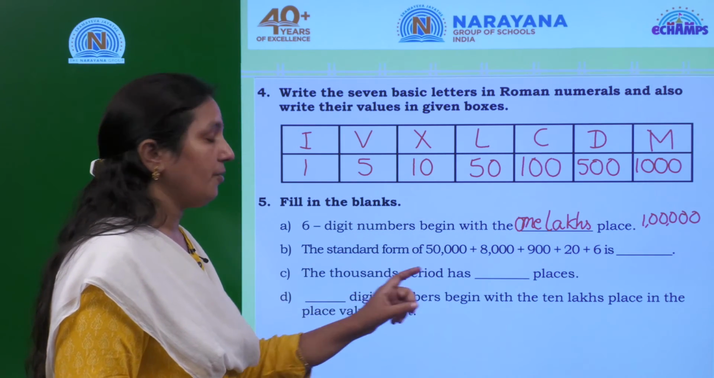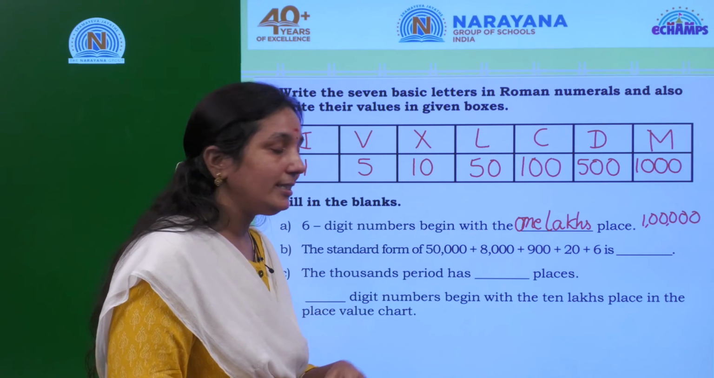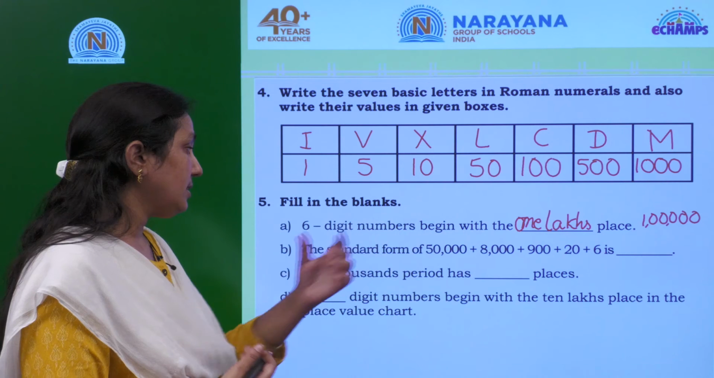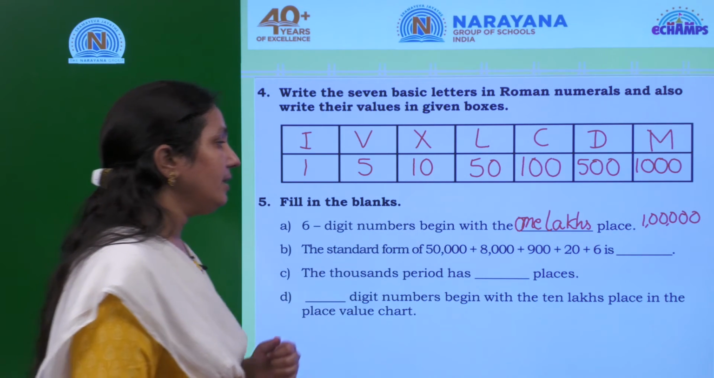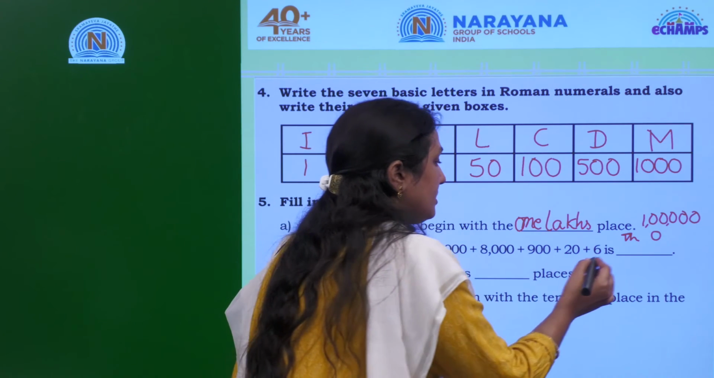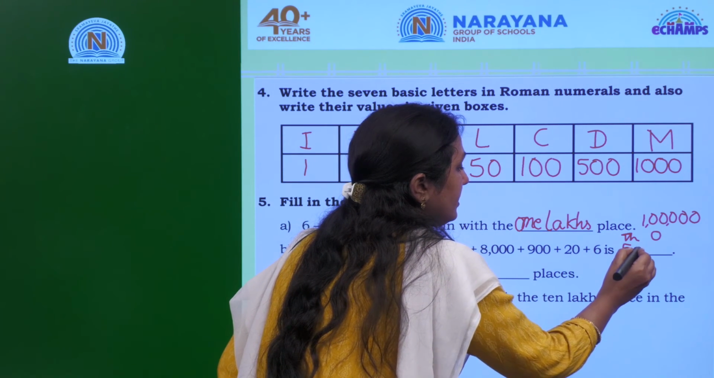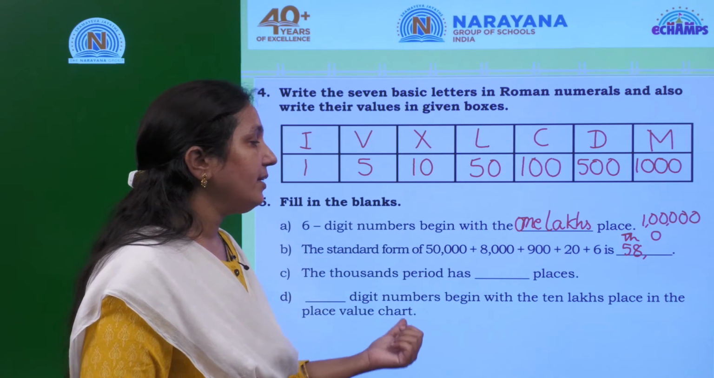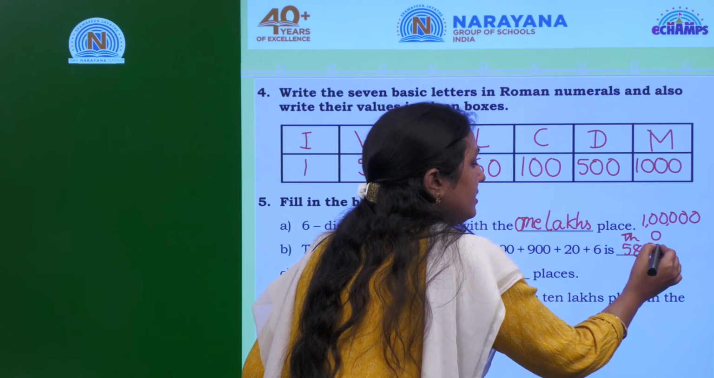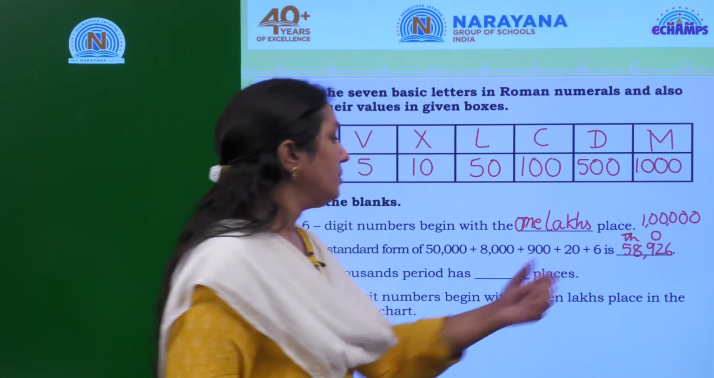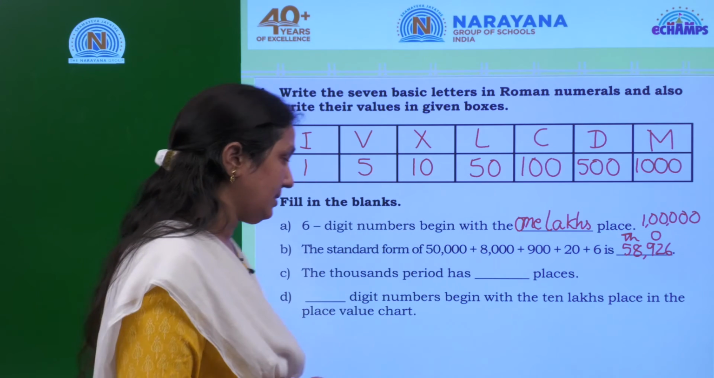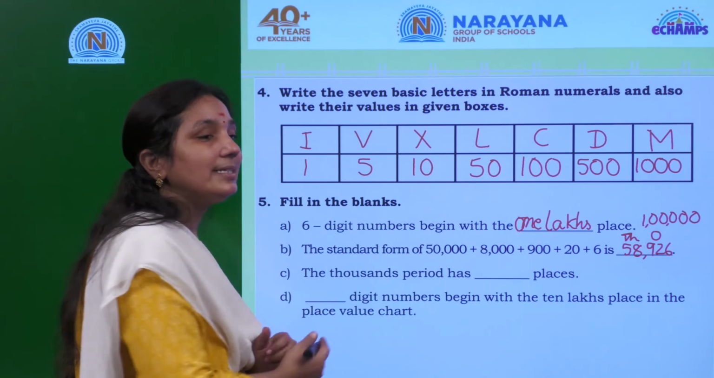The standard form of, so here 50,000 plus 8,000 plus 900 plus 20 plus 6 is given. So, we have to write the standard form of the given expanded form. So, here already you know we have thousands period and ones period. In thousands period we have 2 places. What are the 50,000? And 8. So, 58. And here in ones period we have hundreds, tens, ones. So, here 9 is in the 100 and 2 is in tens place and 6 is in the ones place. So, the standard form of this expanded form is 58,926.